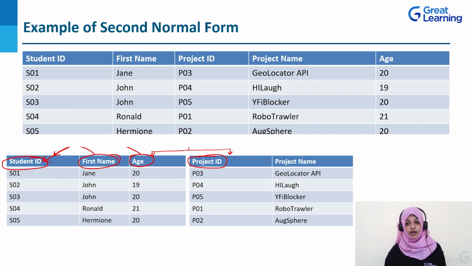Similarly, in the project table, project name, which is the non-key attribute, is completely dependent upon project ID for uniquely identifying it. Thus, we can convert any table which is not currently in second normal form into multiple tables which would then be in second normal form.